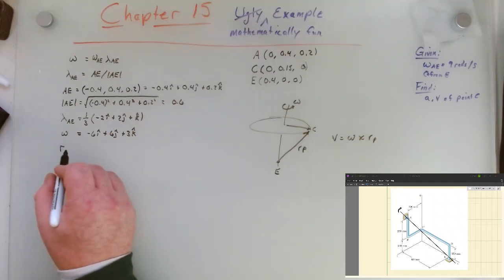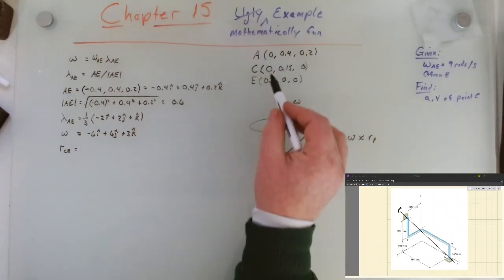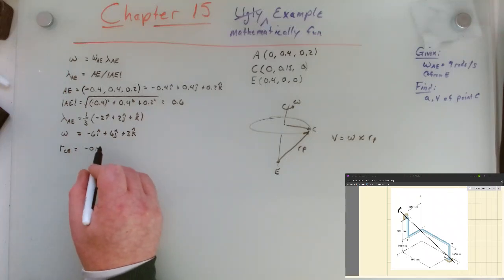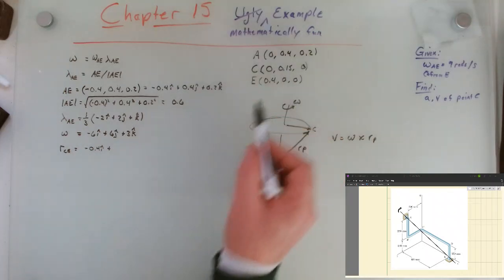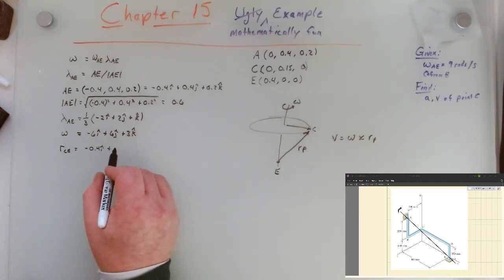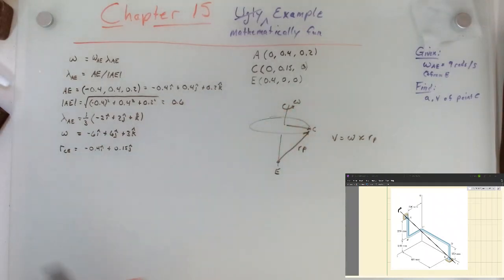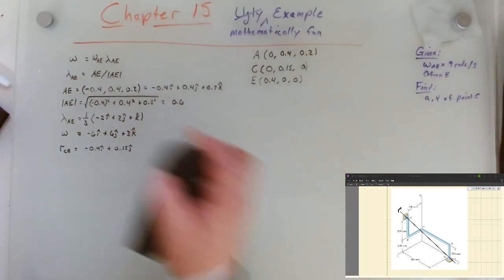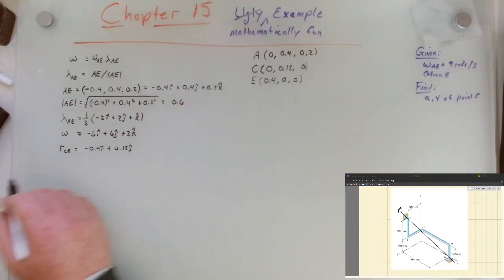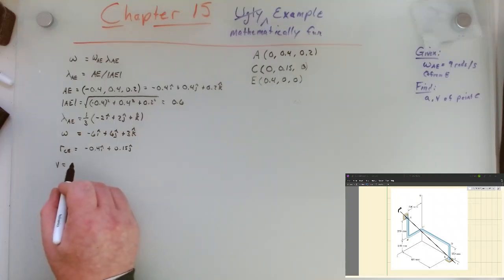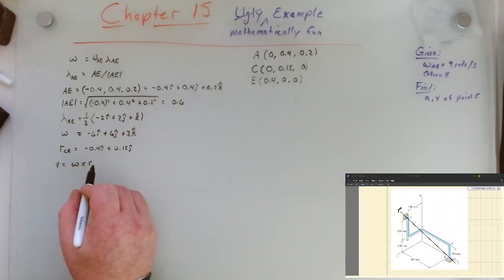So again, C minus E. So RCE is, let's see, 0 minus 0.4 equals minus 0.4i plus 0.15 minus 0 is 0.15, so 0.15j, and there is no k component. Okay, so now we just cross them. We'll do it here. We'll say V equals omega cross RCE.